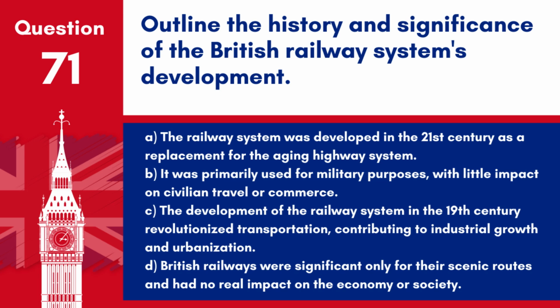A. The railway system was developed in the 21st century as a replacement for the aging highway system. B. It was primarily used for military purposes, with little impact on civilian travel or commerce. C. The development of the railway system in the 19th century revolutionized transportation, contributing to industrial growth and urbanization. D. British railways were significant only for their scenic routes and had no real impact on the economy or society.